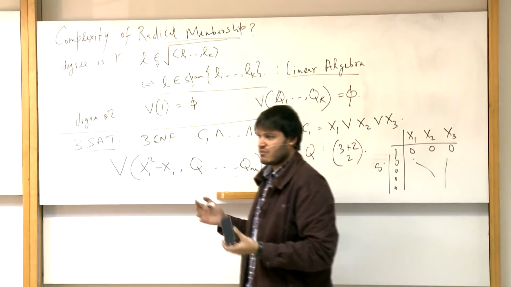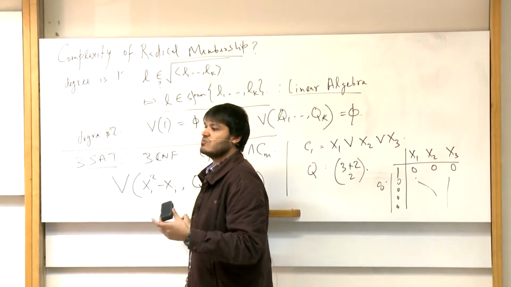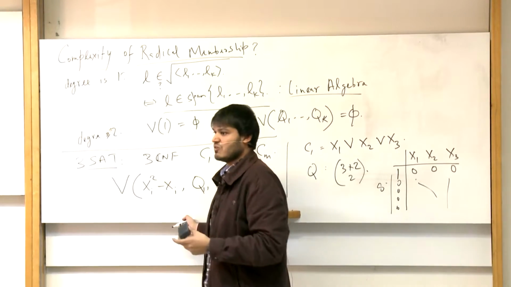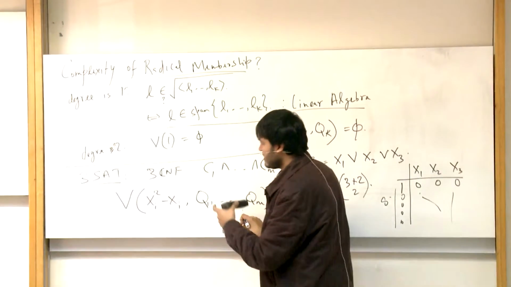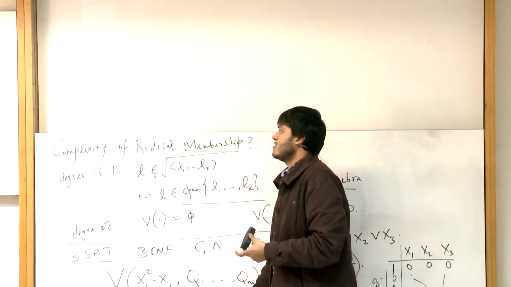So even if you allow the degree to be at most 2, these can encode very strong problems. This problem can be very difficult to solve.